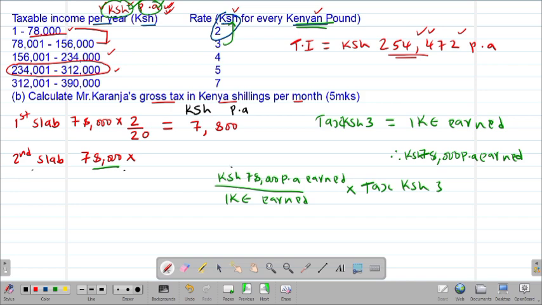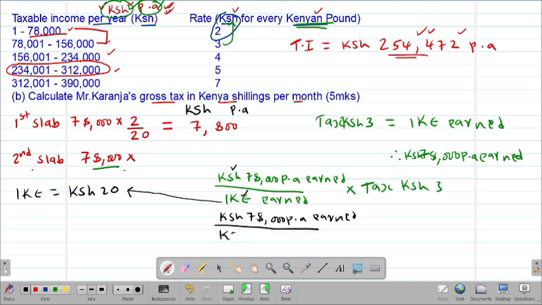So clearly you can see that the Kenya shillings and the pounds cannot cancel out, but we know that 1 Kenyan pound is equivalent to 20 Kenya shillings. Therefore, I can rewrite this as 20 Kenya shillings so that the Kenya shillings can cancel out. So this can be written as Kenya shillings 78,000 per annum, which is being earned, divided by 1 Kenyan pound, which is equivalent to 20 Kenya shillings, multiplied by a tax of 3 Kenya shillings. So clearly the Kenya shillings will cancel out. So whatever you have here will be multiplied by 3 then divided by 20. So this will be times 3 divided by 20.